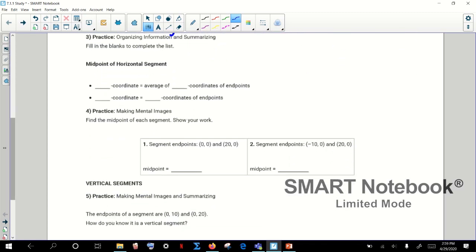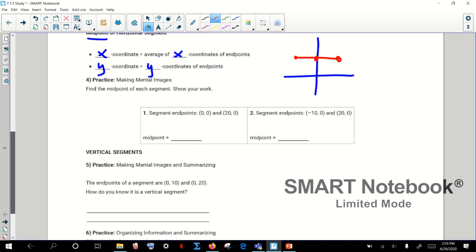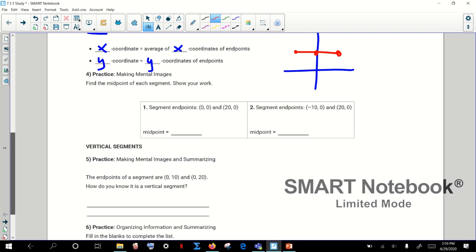The x-coordinate of the midpoint is the average of the x-coordinates of the endpoints, and the y-coordinate of the midpoint is the same as the y-coordinate of the endpoints. So if we have a perfectly horizontal line like we did before, when we find the midpoint, the y value is going to be the exact same as those two original endpoints, but the x-coordinate is going to be the average, right in the middle between those two endpoints. So let's practice finding a midpoint.